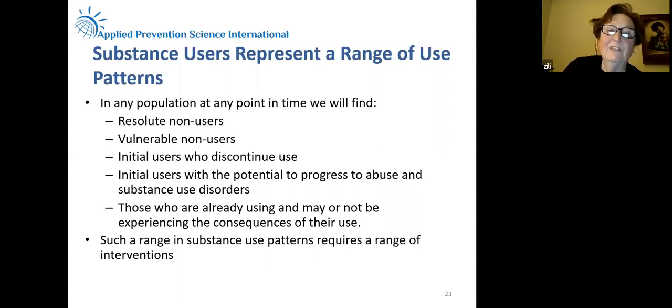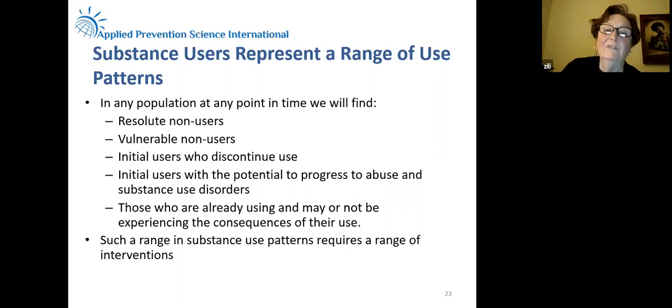And what he found are the resolute non-users, those who say they're not going to use and they don't use. And they're vulnerable non-users. Those, I think, are the challenge to prevention, because those, I call them the fence sitters. They could go either way. They say they're not going to use, but maybe they'll use under certain circumstances. So they are very vulnerable.